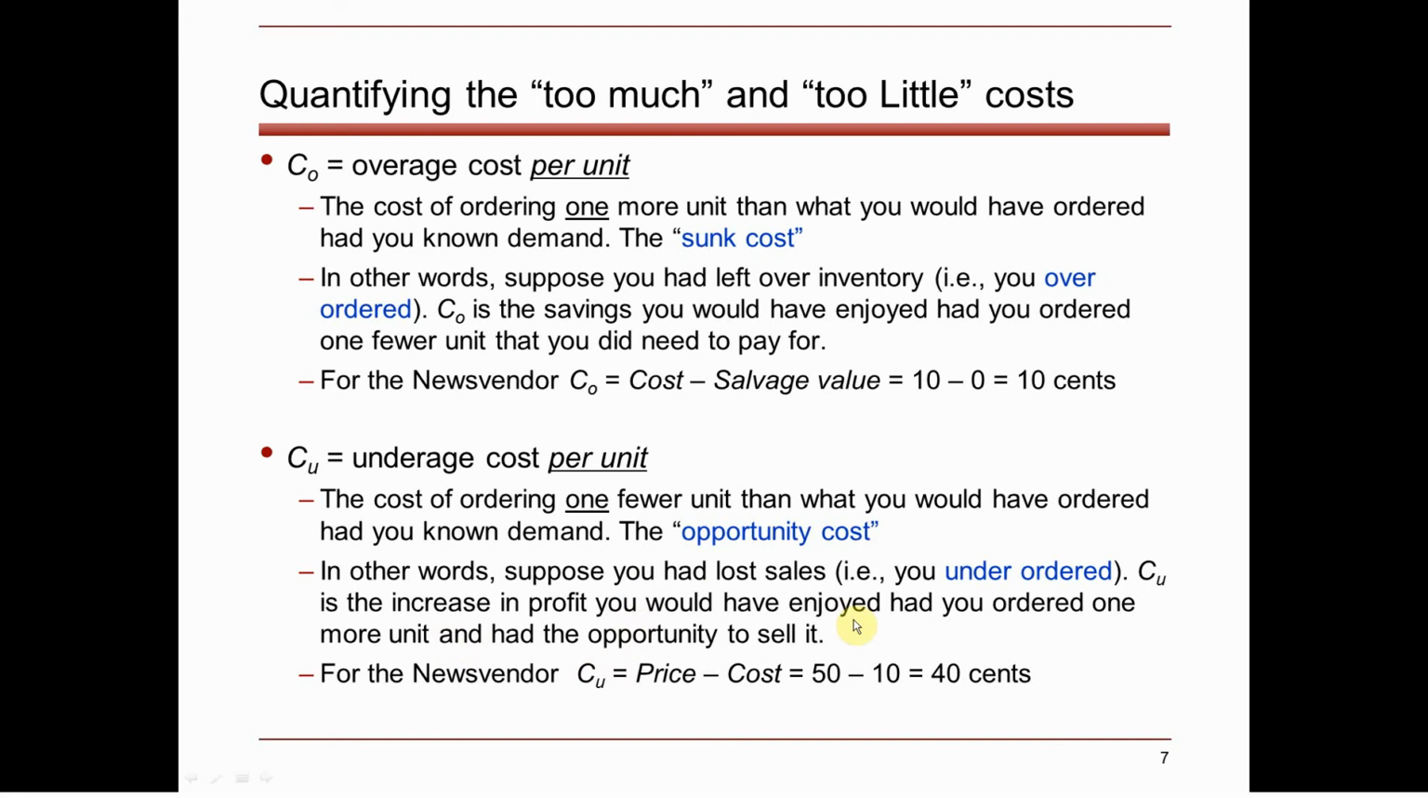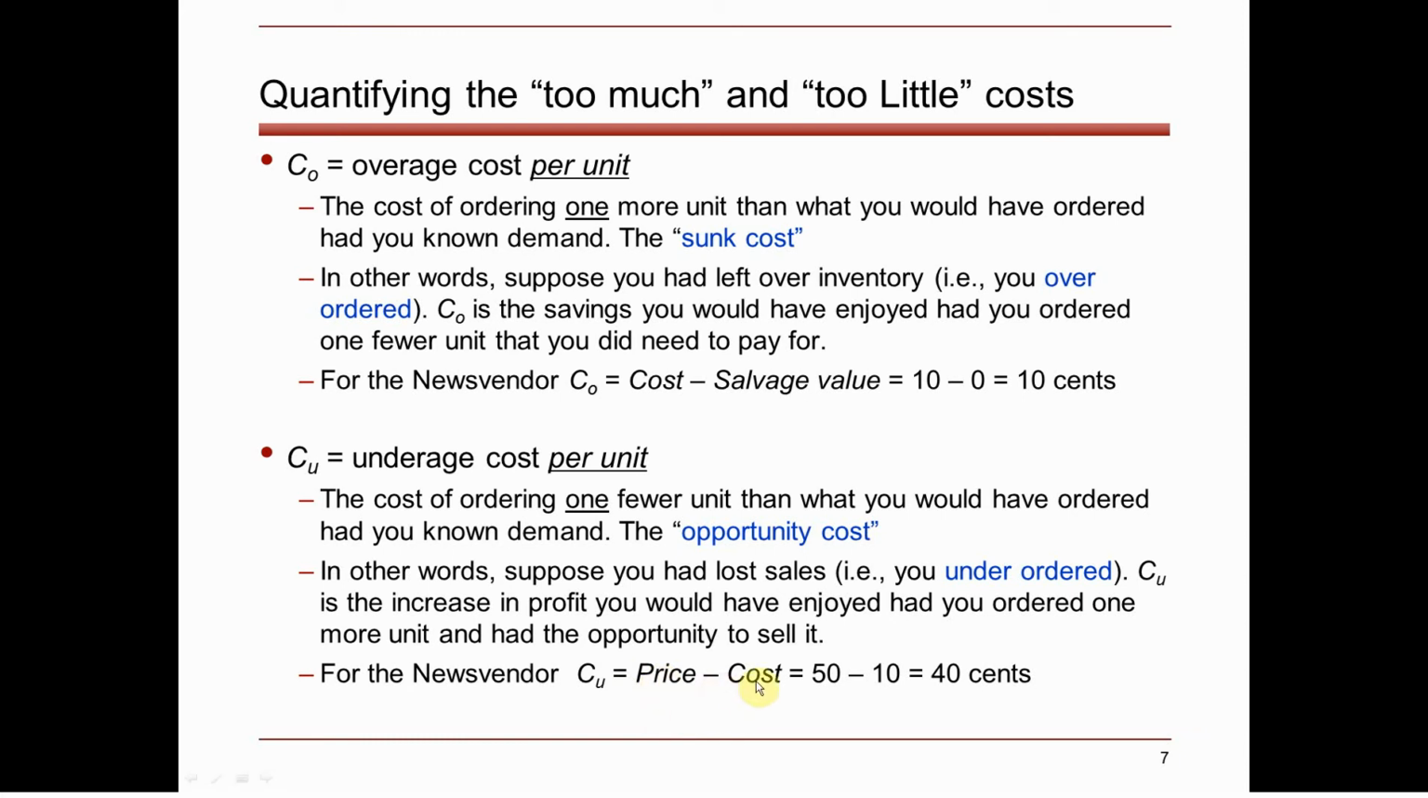So let's just say we had lost sales, so we under-ordered. So we had 99 newspapers, and CU, or the underage cost, would be how much profit we would have gotten had we had that 100th paper and we had the opportunity to sell it. So basically that would be, in this case for the newspaper, the price that we would sell it for, which is 50 cents, minus how much we paid for the newspaper.